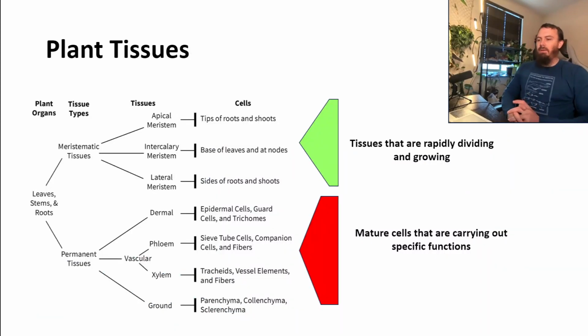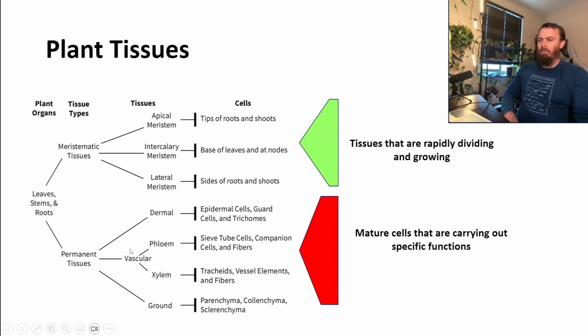So to kind of categorize our discussion for the week, here's a little diagram talking about plant tissues. Now, we have plant organs, tissue types, tissues, and cells. For this video we're going to work up in this top part here, but I'll go through the whole thing right now. Plant organs generally are leaves, stems, and roots. You can divide those up into two major tissue types: meristematic, the tissues that are rapidly growing and dividing, able to undergo changes into other cell types, and permanent tissues, mature cells that are carrying out specific functions.